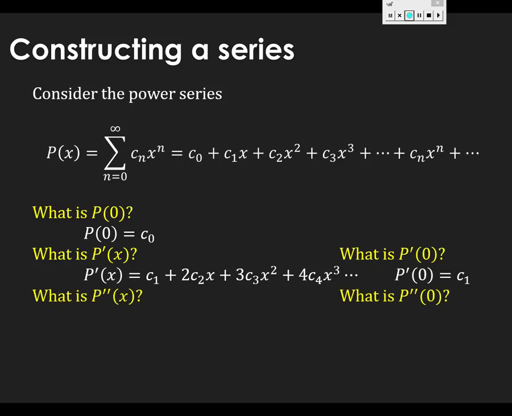What's P double prime of x? You can look at this now and take the derivative of that. C1 goes away. What do we get? We just get 2C2 plus 6C3x plus 12C4x squared. And so what's P double prime of 0? Yeah, just this coefficient right here, 2C2. Very good. Guess what I'm going to ask next?